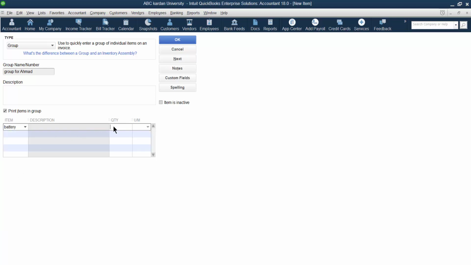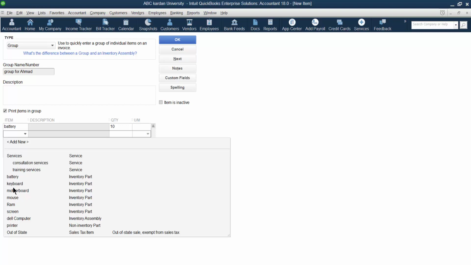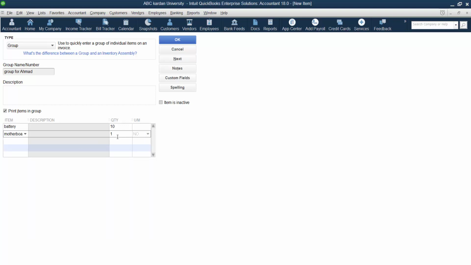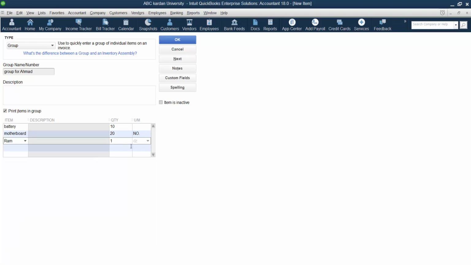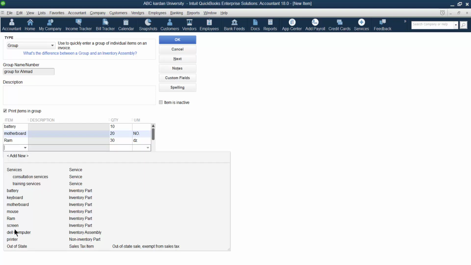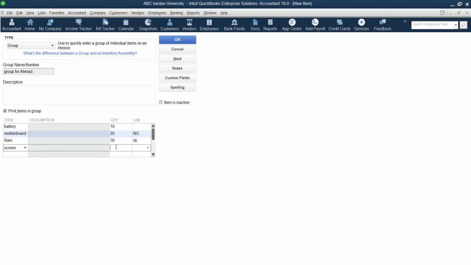They want to purchase battery. Always, when they order, 10 battery. For example, they purchase motherboard, 20 motherboard each time. When they order the RAM, they purchase, for example, 30 RAM as well. They also order screen, for example 40 screen. So these are the items which each time Ahmad orders and purchases from our business.